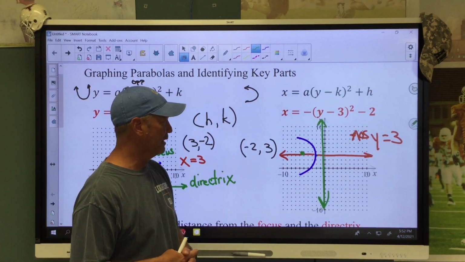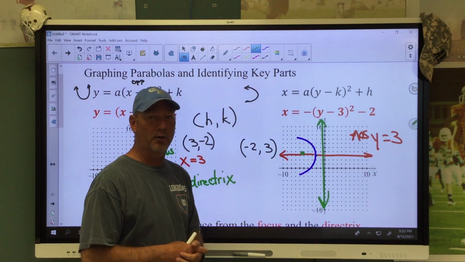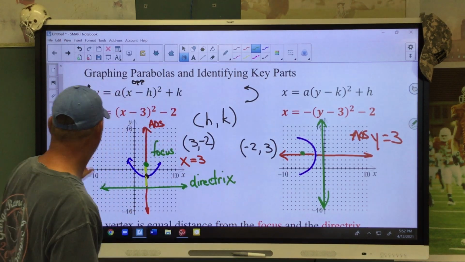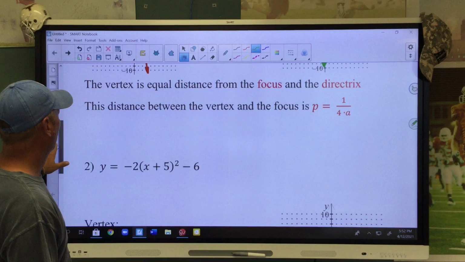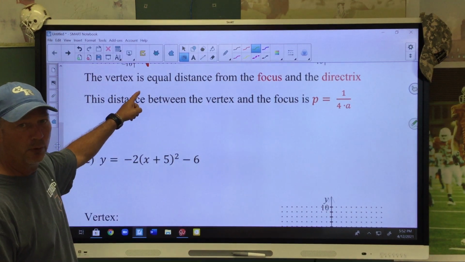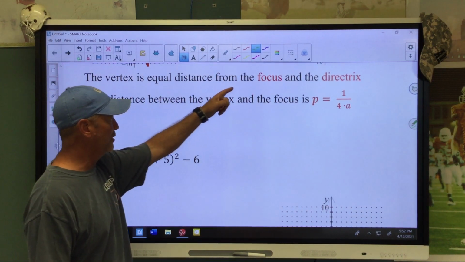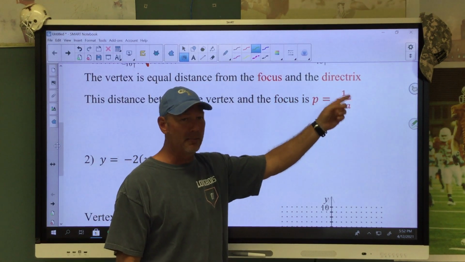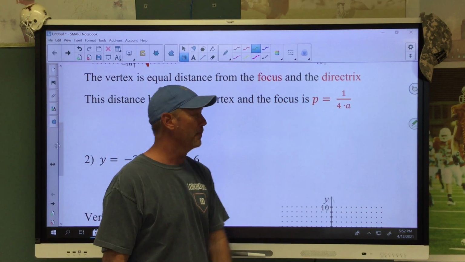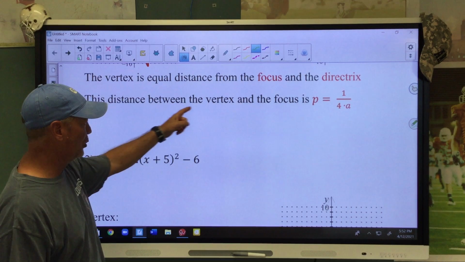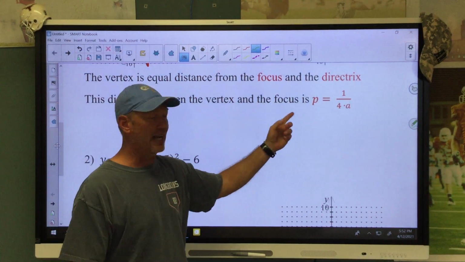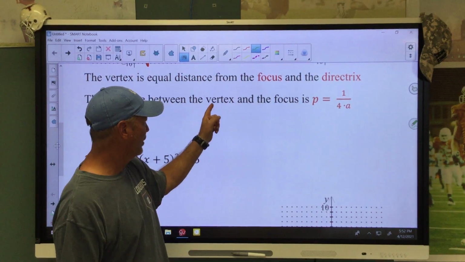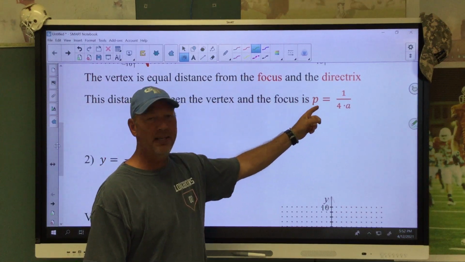So let's do a couple examples, but you know what is coming. We're going to find these 4 things. The vertex, I'm just going to reinforce this. The vertex is equal distance from the focus and the directrix. That vertex is right in the middle, okay? The distance between the vertex and the focus, and I could say directrix, is P.